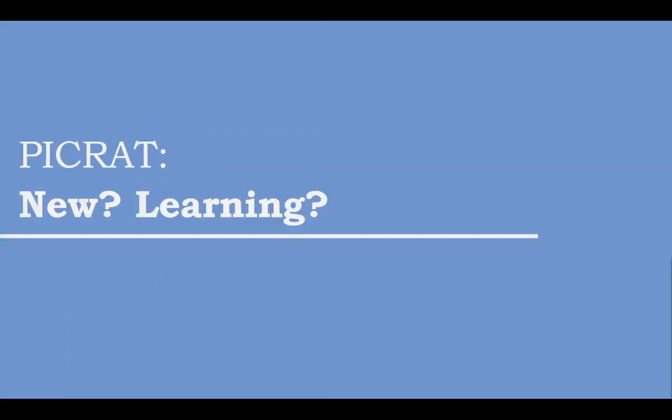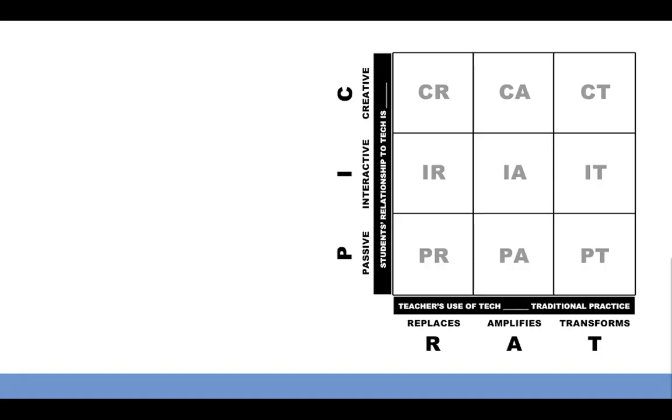So there's a model called PICRAT, P-I-C-R-A-T, and it helps us think about technologies and how they actually can influence learning. So if you haven't yet, you need to go and watch the video on PICRAT to give you a basic background. So I'm going to give you a moment to do so. All right, so we're going to look at some different technologies and primarily idea technologies and talk about where they would fit on the PICRAT matrix.